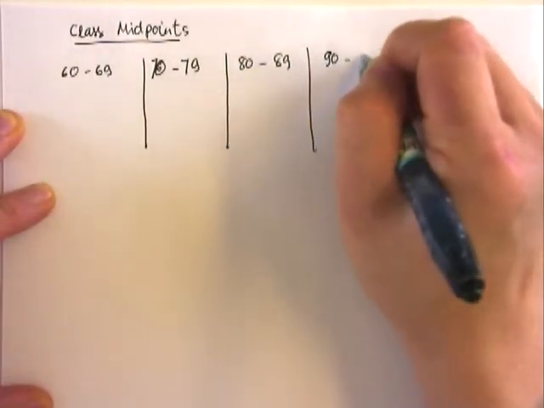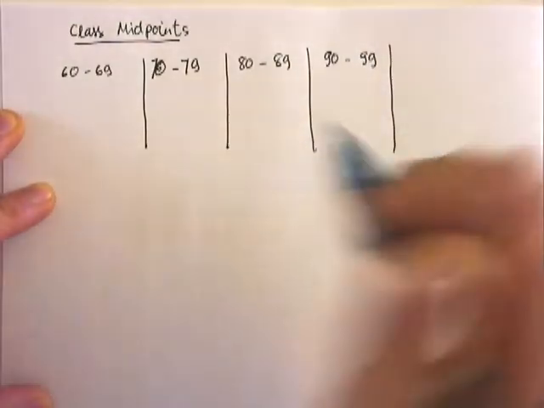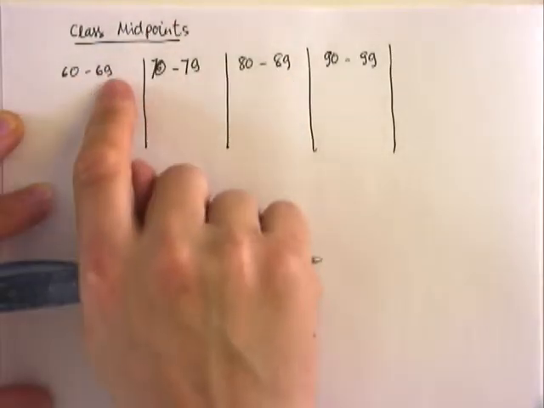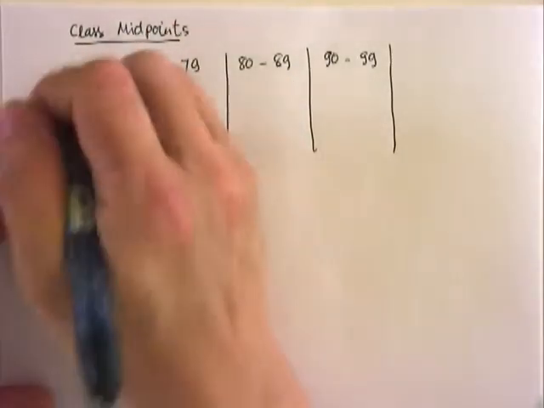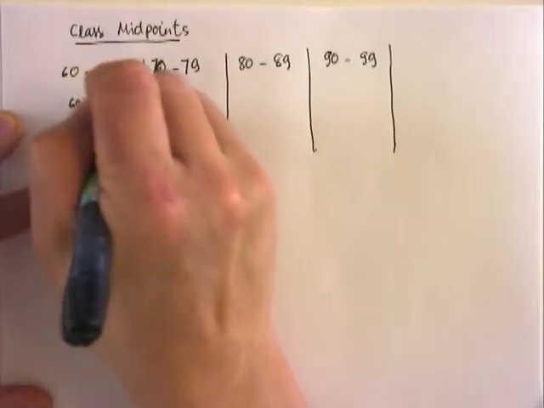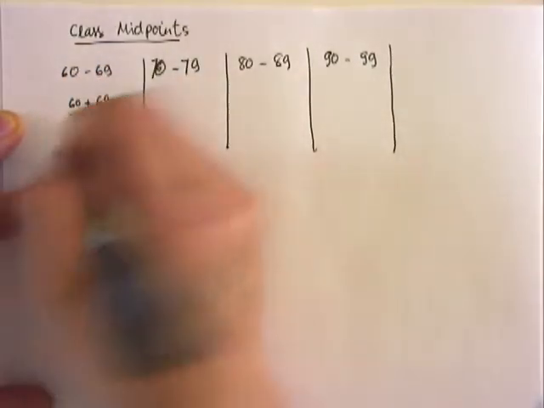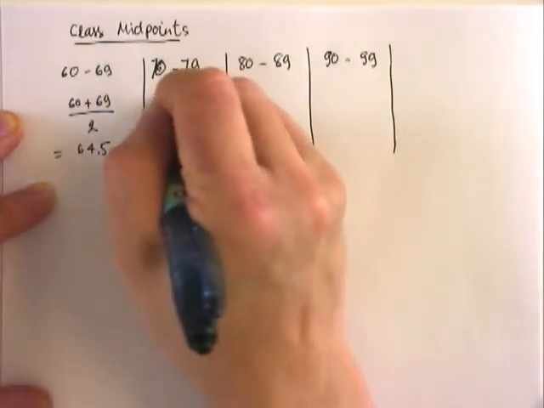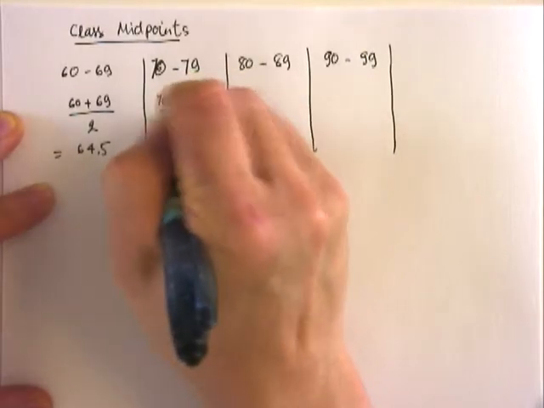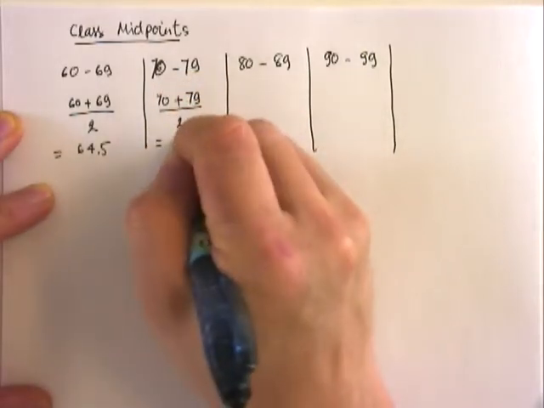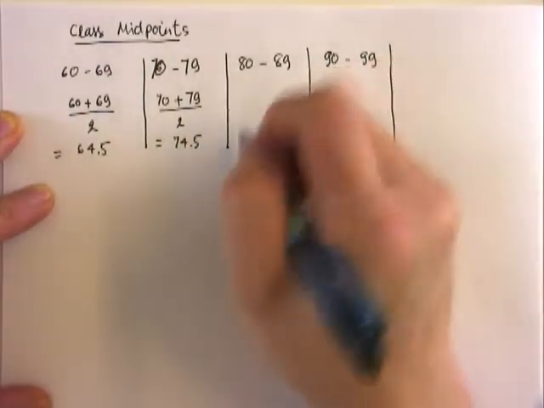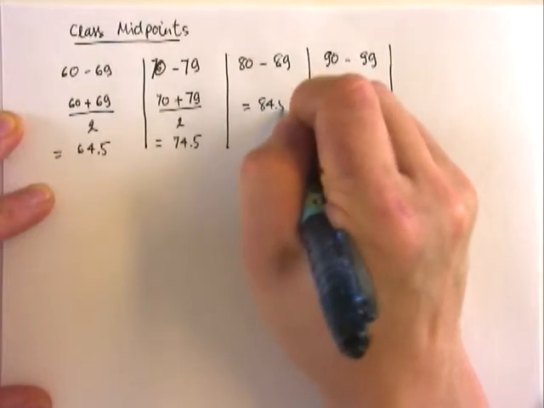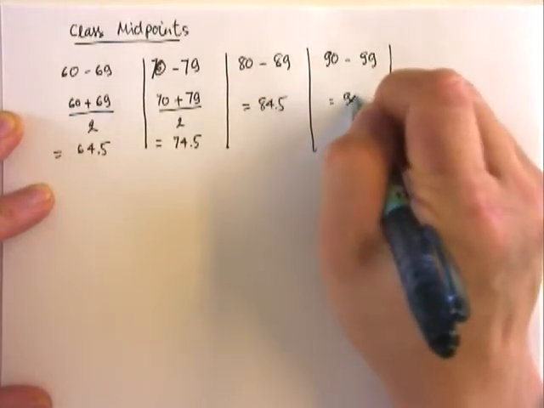I'm not going to go through the whole list of all the classes here, but to find the midpoints, all you have to do is look at each class, add the lower limit to the upper limit, and divide by 2. So here I have 60 plus 69, divided by 2. That is my midpoint for this particular class. That gives me 64.5, and here I would do 70 plus 79 and divide by 2, and that would be 74.5. The next one, quickly calculated, gives me 84.5, and here I have 94.5 and so forth.